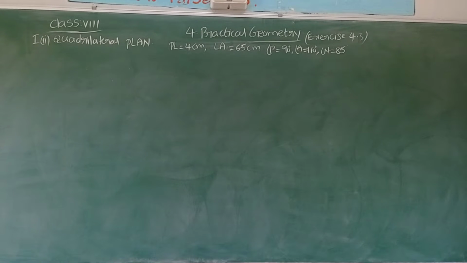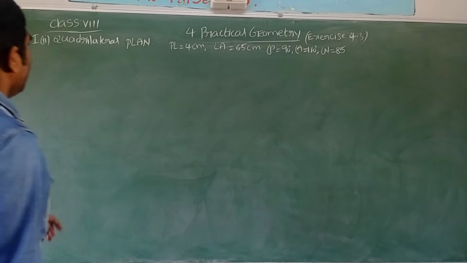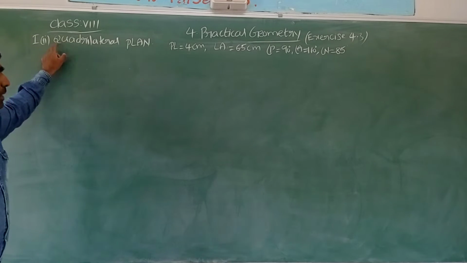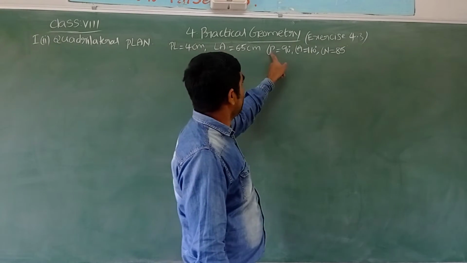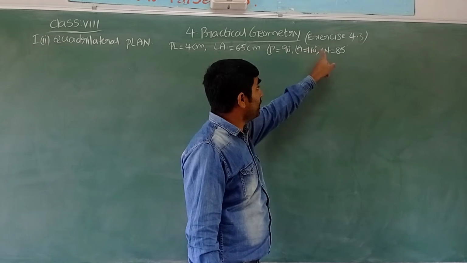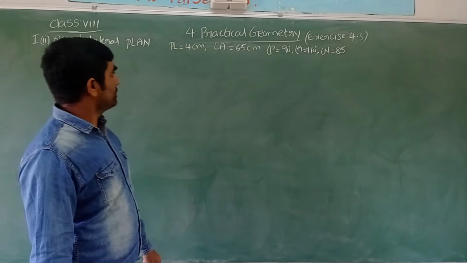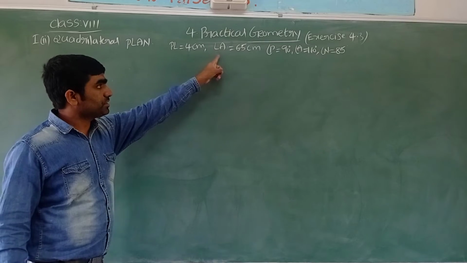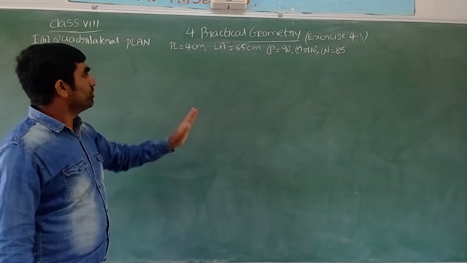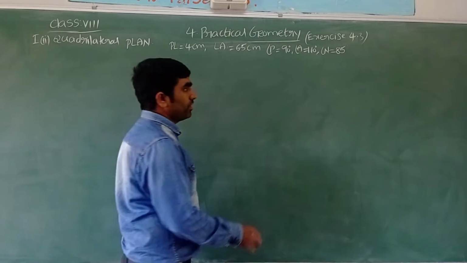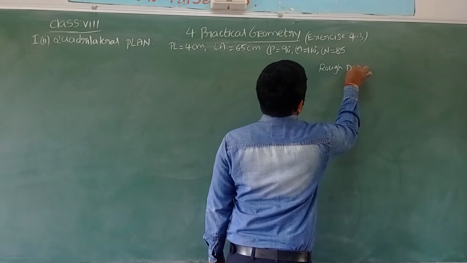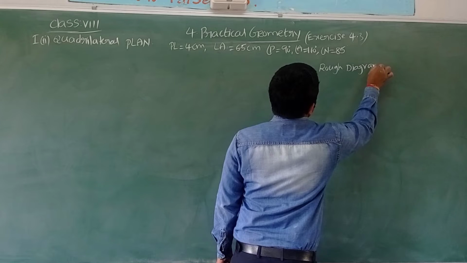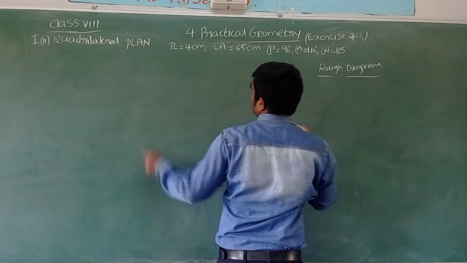Here we have one more from exercise 4.3. They are asking to construct a quadrilateral PLAN: PL 4 cm, LA 6.5 cm, angle P is 90, angle A is 110, angle N is 85 degrees. Here we know two sides and three angles. With the help of this, first we will draw one rough diagram, and with the help of this, we will construct the main figure.